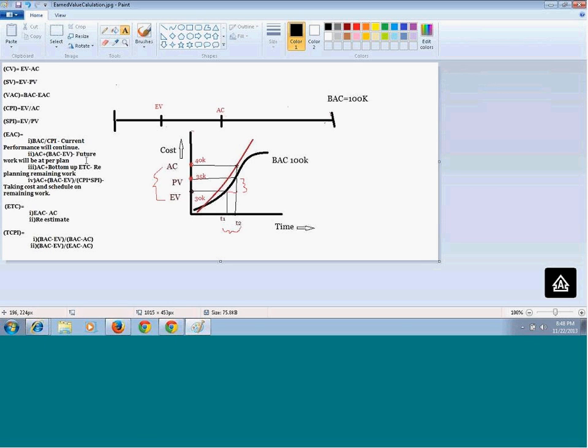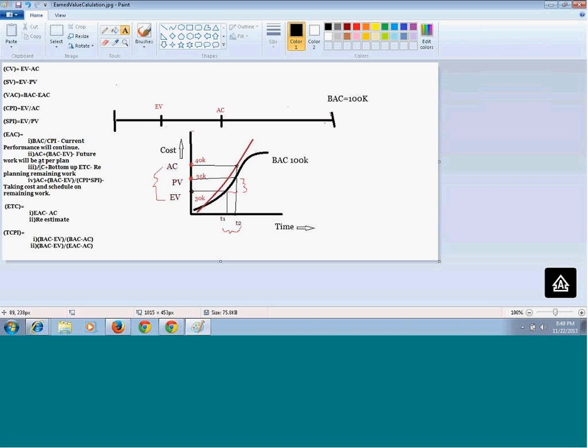So if your future work goes as per the plan, you will spend as per your plan. So BAC minus EV is what will actually be required to complete that particular work, and actual cost is the work that you already completed. So actual cost plus BAC minus EV, this particular portion of work, will give you the estimate at completion.